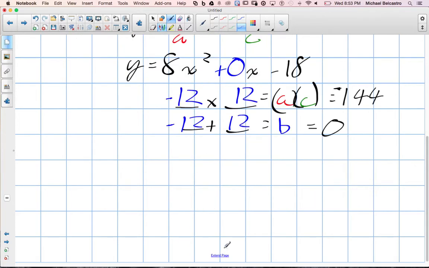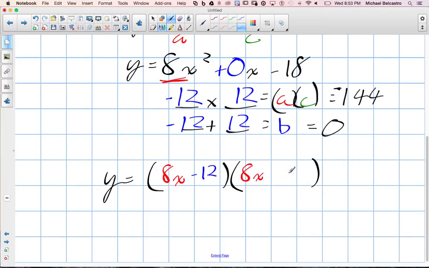Great. Now we set up fearless factoring. y is equal to, we take the 8x and put that as the first term in both of our brackets, right? 8x and 8x. And then our other 2 terms, we have a negative 12 and a positive 12. And then everything is going to be divided by the coefficient of the first term, and the coefficient of the a term is the 8. So we put the 8 down there.